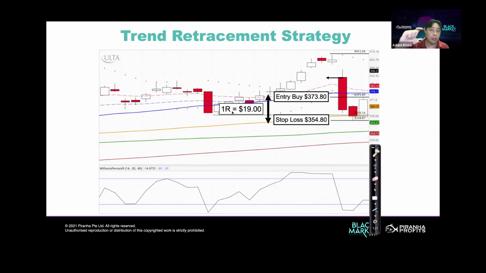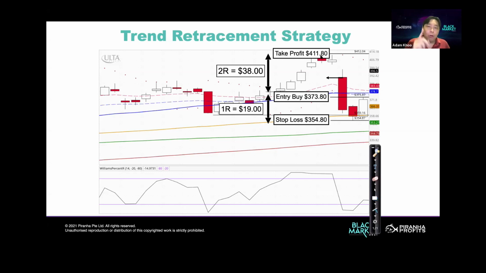R represents risk. Now, if I'm risking 1 R, how much do I want to make? I want to make 2 R, for example. So 1 R is $19. What is 2 R? 2 R is $38. So I put my profit target $38 above my entry. So 373.8 plus 38 gives me a profit target of 411.8. So that's how you set up your trade.